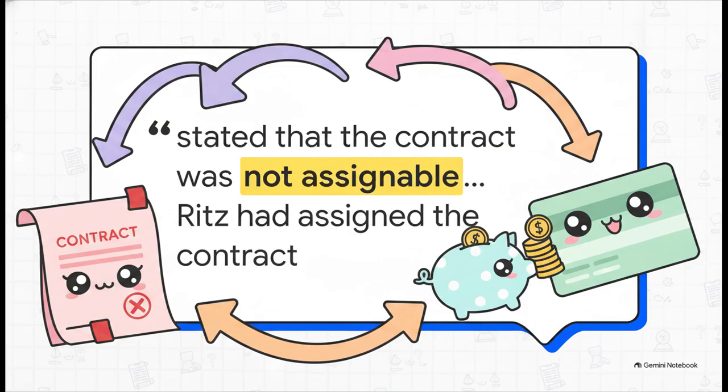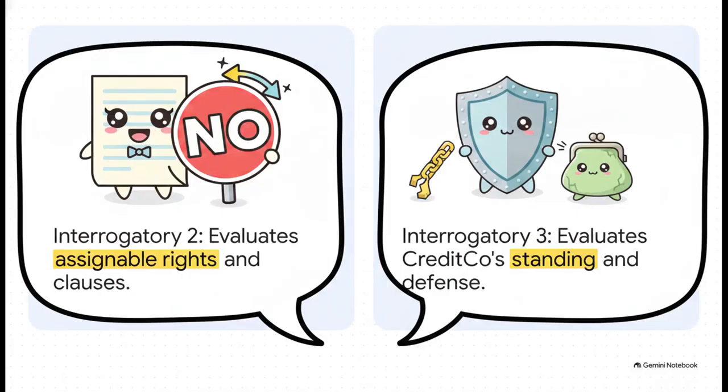The prompt states the contract explicitly stated that the contract was not assignable. Yet Ritz went right ahead and assigned the contract and its right to receive payments to Credit Co. And here is where the magic really happens for the rest of your essay. Interrogatory 2 asks about the validity of the assignment to Credit Co., meaning we have to evaluate the assignable rights and the legal enforceability of that non-assignment clause.